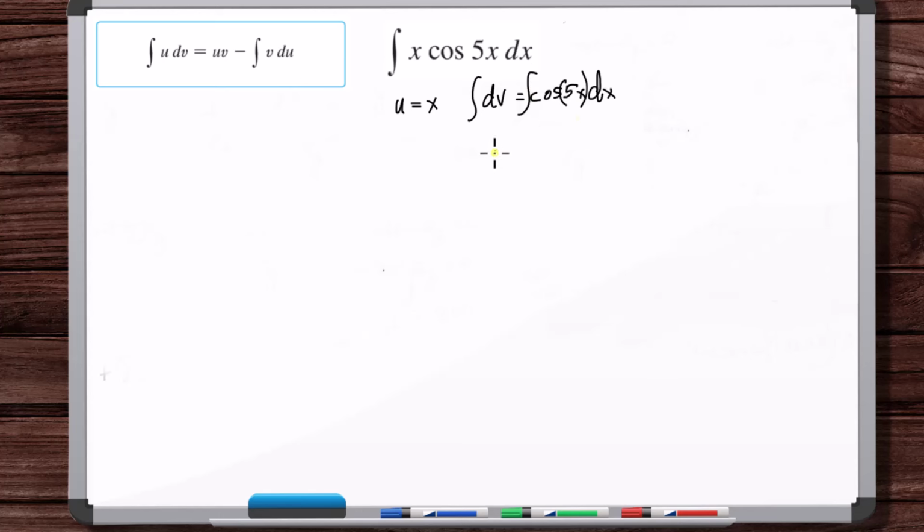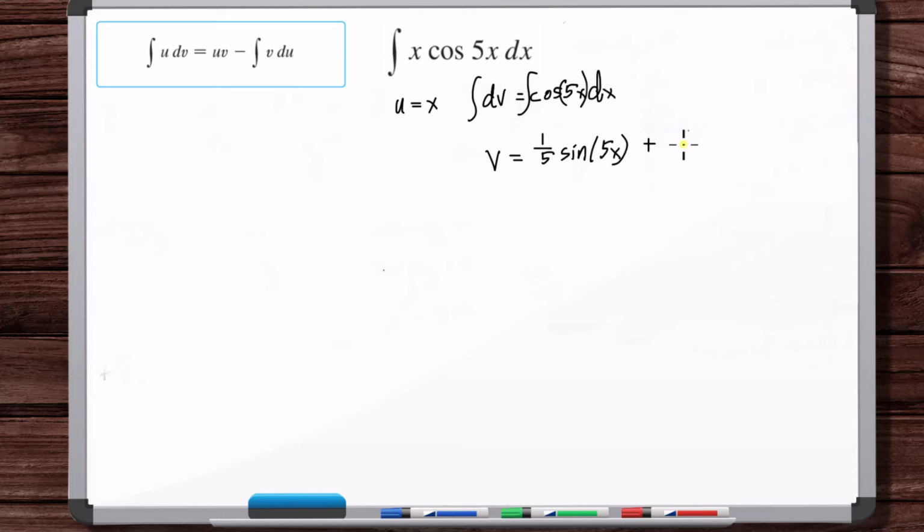Okay, we have u and dv. Now we want to get v and du. Here's how we get v. The integral of dv is just v. What is the integral of cosine 5x? The derivative of sine 5x is 5 cosine 5x. So if we do 1/5 sine 5x, that would be the integral, because the derivative of sine 5x is 5 cosine 5x, and 5 times 1/5 is 1.